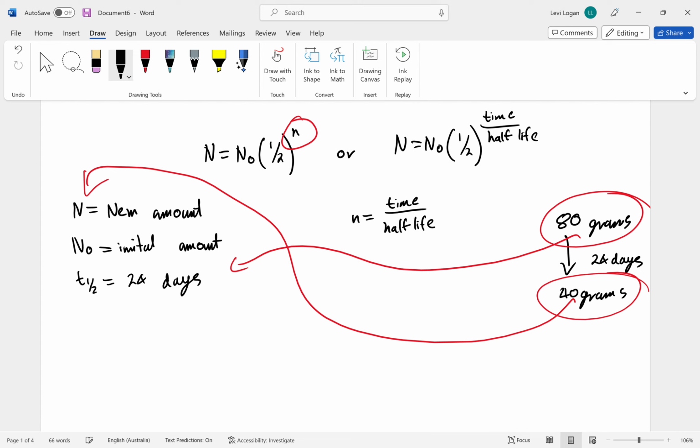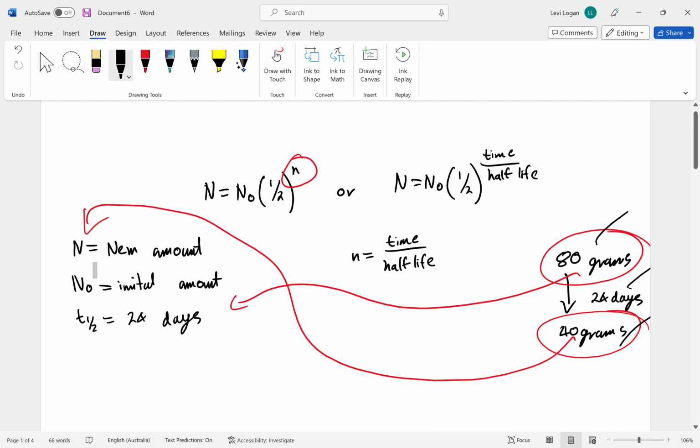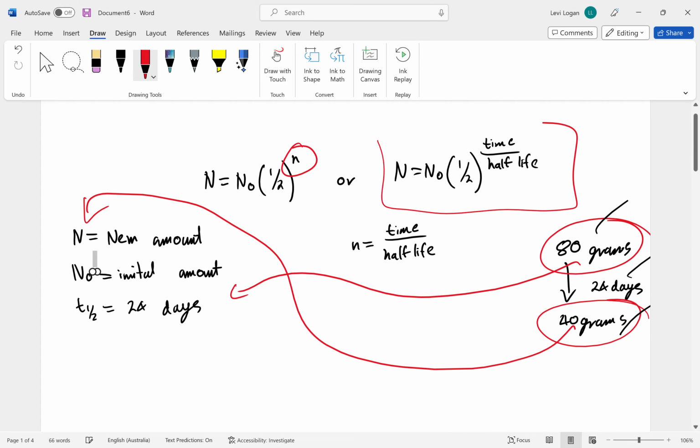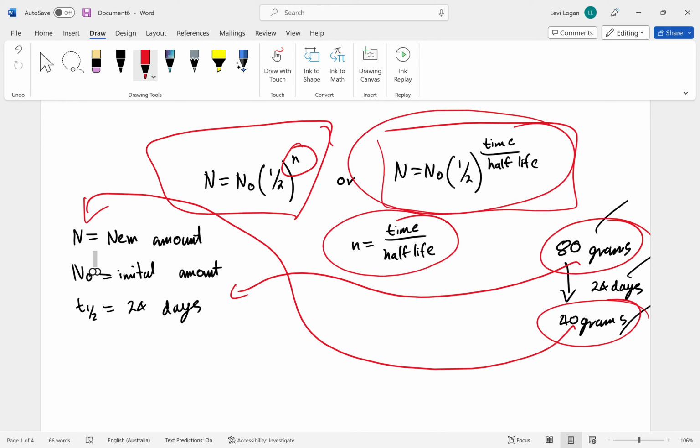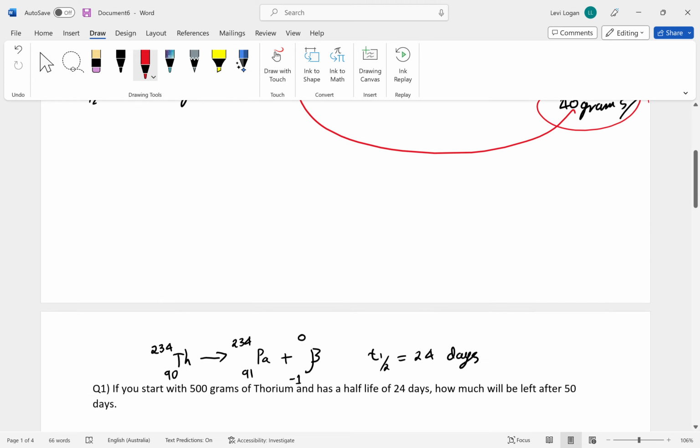Now, you have the initial amount, the new amount, and the half-life. You can pretty much work out how long it takes for that to happen, and you can solve pretty much every problem. So, for half-life problems, use this formula rather than the other, because you're going to have to use this one anyway, because n is time over half-life. Okay? I feel like you'll start to understand it a bit more once we get into an actual question itself. So, let's get straight into one.